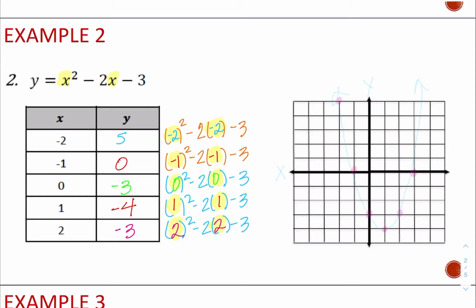All right, now that we have all of our ordered pairs, just as we did with example 1, we're going to plot these on the coordinate plane to see what the graph of our quadratic function looks like. So first we have negative 2 on the x and 5 on the y. That lands me right there. Then I have negative 1 in the x and 0 in the y, which lands me right there. Next I have 0 in the x and negative 3 in the y. 1, negative 4, and lastly 2, negative 3.